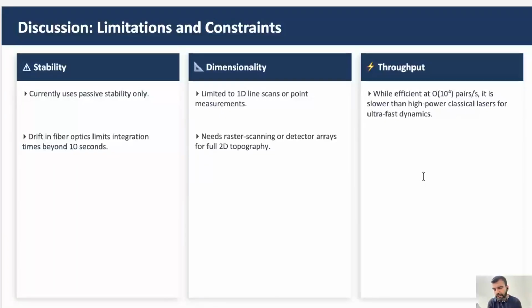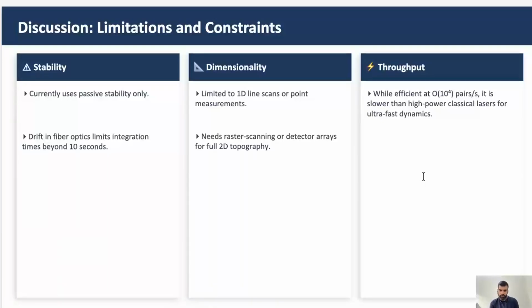Second is dimensionality. The current apparatus performs a one-dimensional scan. Full 2D surface topography would require raster scanning or a detector array. The authors note that this is a straightforward engineering extension that has already been demonstrated in related energy-entangled interferometry work.